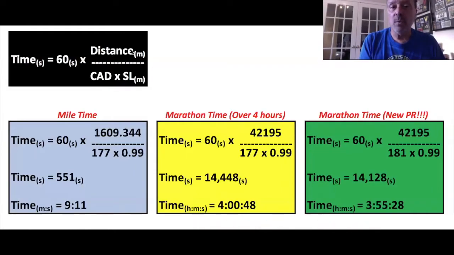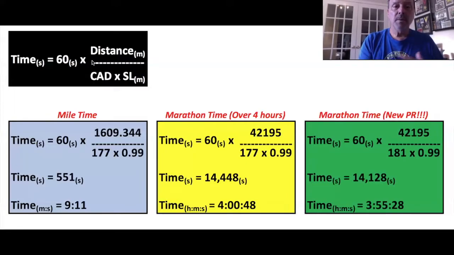It's the distance that one travels divided by the cadence. Ideally, ballpark 180. We'll discuss that a little bit later. And the stride length, how long of a step do you take? Times 60 seconds. 60 seconds is the conversion because the cadence is in a minute component. So we need to change that so that the time that we're looking at, for example, an 8-minute pace, we're going to convert that to seconds.